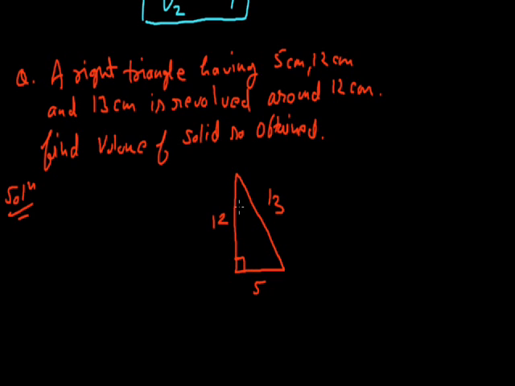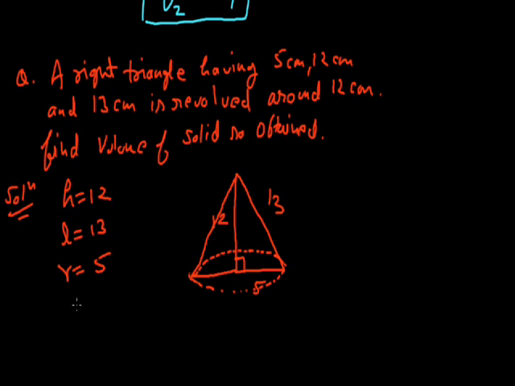Now when we are revolving this triangle along the side 12, we are getting a shape of a cone. This point comes to here when we are rotating, and again after rotating this point is coming back to the initial position. So in this way we are rotating this triangle, so we are getting the shape of a cone whose height is 12, slant height is 13, and radius is 5. So we have to find the volume.